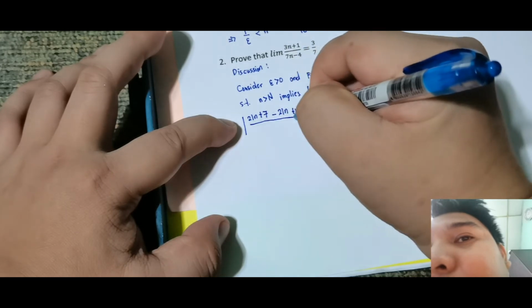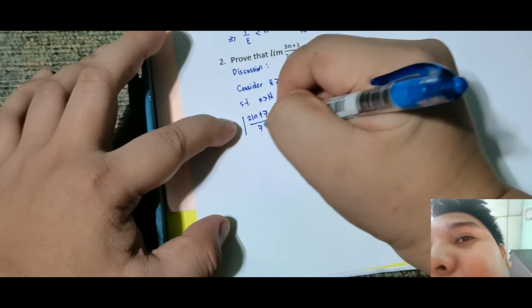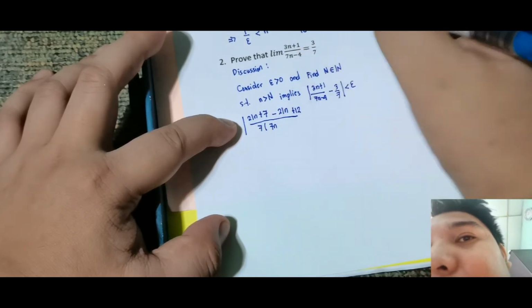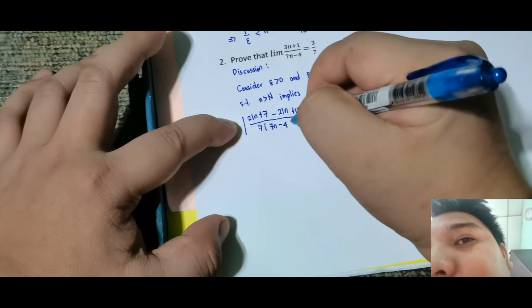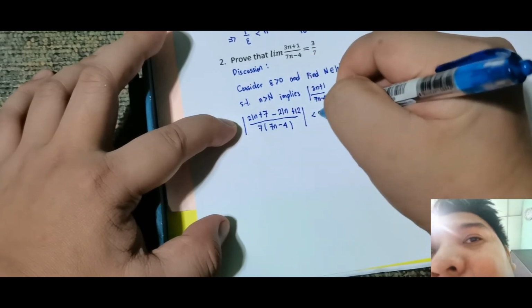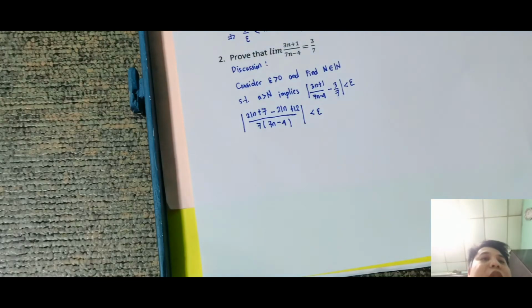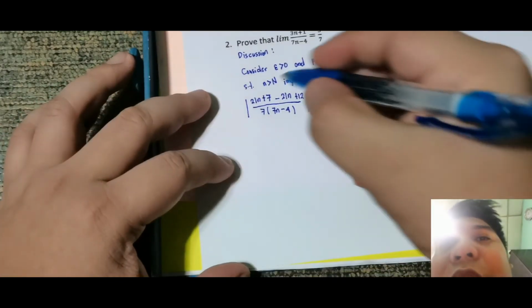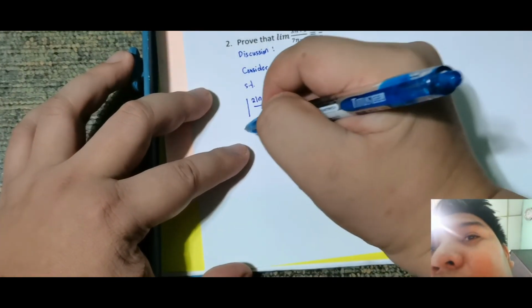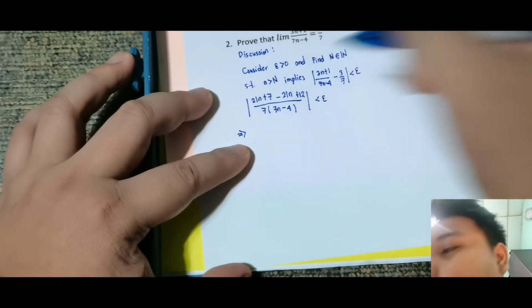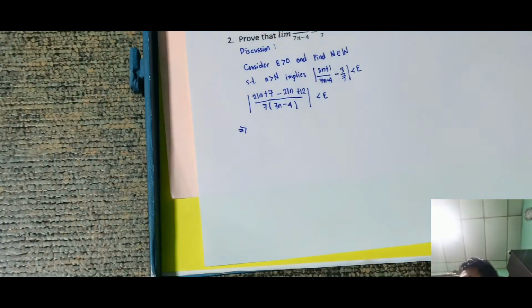All over 7 times 7n minus 4 less than epsilon. Okay, so if we simplify this further, that is equivalent to... what is the equivalent of the above? The equivalent of the above is 7 plus 12, which is 19.